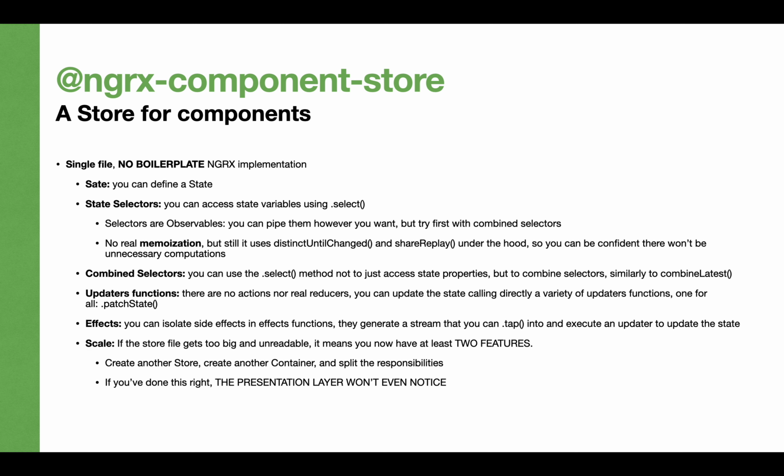We have effects to isolate API calls, and this is a solution that scales. How does it scale? We use this solution to manage the state of one feature with one file. So when this file becomes too big and difficult to read, it means that we are managing at least two features. So what we have to do is create another store, create another container, and split the responsibilities between these two stores and these two containers. If you have done this right, you will see that the presentation layer will not even notice, because it only has a simple input and output. You just need to plug them in, and they will work.